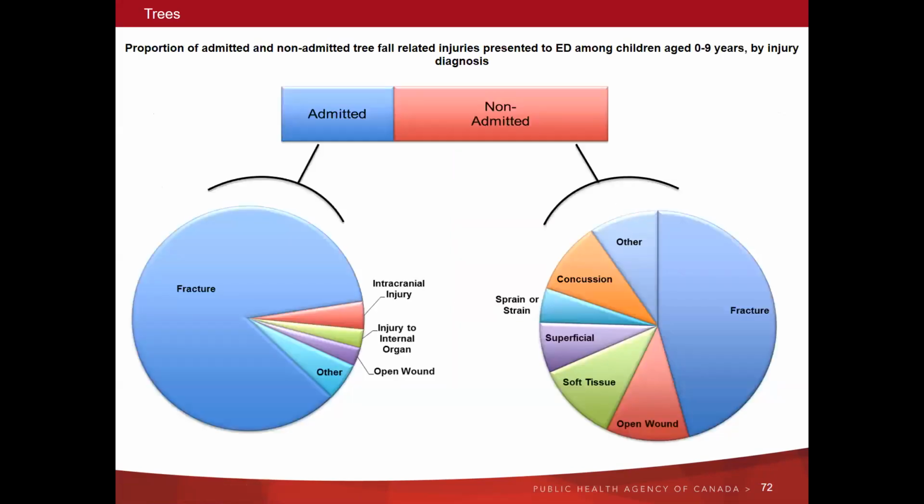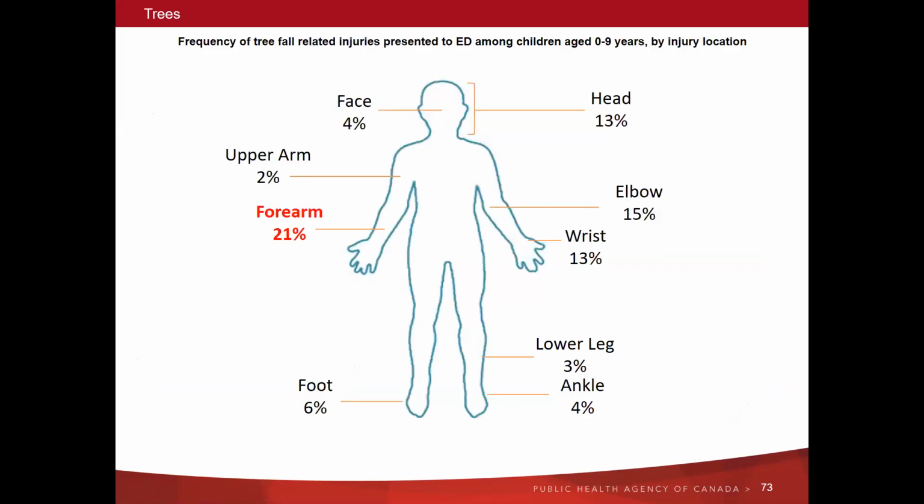If we zoom into the graph, we can see that the majority of injuries that did require hospitalization were fractures, with the remaining being comprised of intracranial injuries, open wounds, and internal injuries. Fractures also comprise the greatest proportion of non-admitted injuries. However, we see a greater variability in diagnosis over here. Regardless of admittance, injuries were frequently concentrated among the upper extremities, with the forearm boasting the largest proportion, followed by the elbow over here, and the wrist and the head.